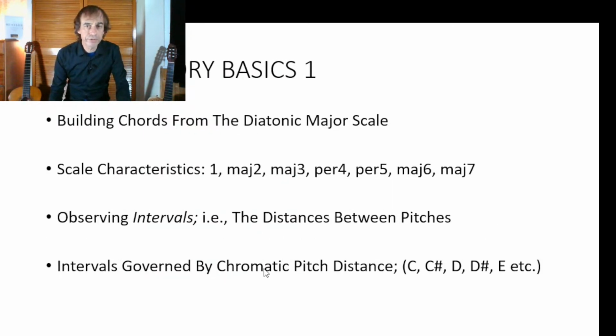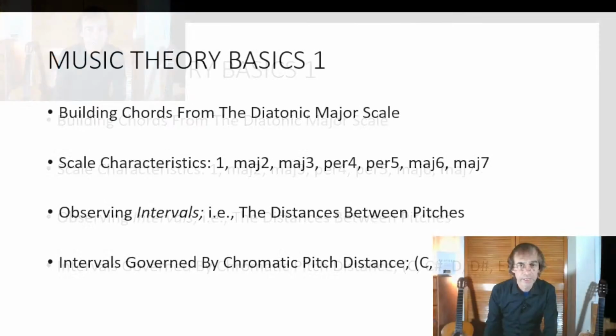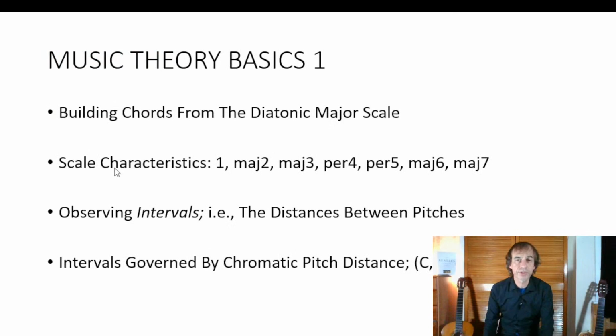So building chords from the diatonic major scale: if you followed the mode series, then you'll see that I often show you how you build chords from the major scale, but in this instance I will show it again. And then you need to know the scale characteristics. In other words, you have a root note number 1, then the next note is the major second. This is in a major scale, and there's a reason why all of these have these names: major second, major third, perfect fourth, perfect fifth.